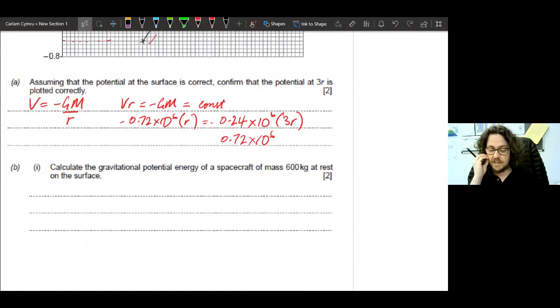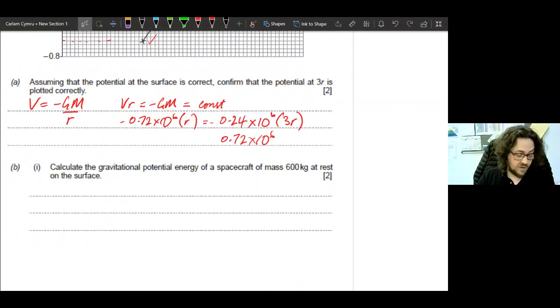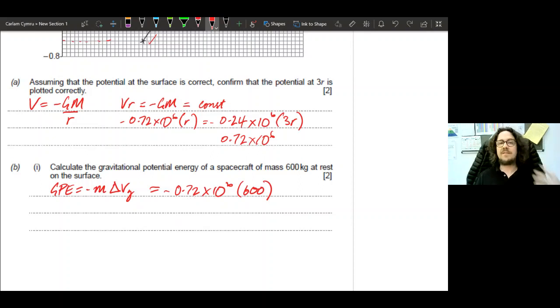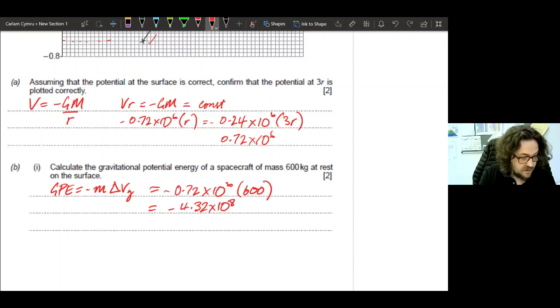Right, calculate the gravitational potential energy of a spacecraft of mass 600 kilograms at rest on the surface. So gravitational potential energy, GPE, is equal to, do you remember this one? We did m delta V_G. Oh sorry, put a minus in there as well. We've got minus 0.72 times 10 to the 6 times 600. Remember now, this is the amount of energy required per kilogram of mass: 0.72 times 10 to the 6 joules of energy per kilogram. We've got 600 kilograms, so the potential energy is just 600 times larger. So that's minus 4.32 times 10 to the 8 joules.